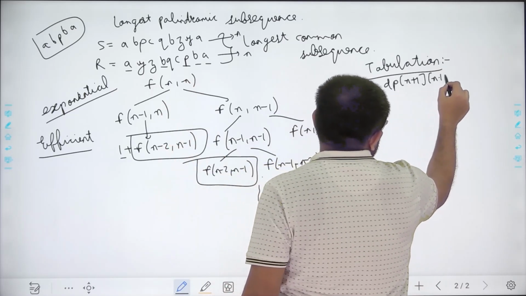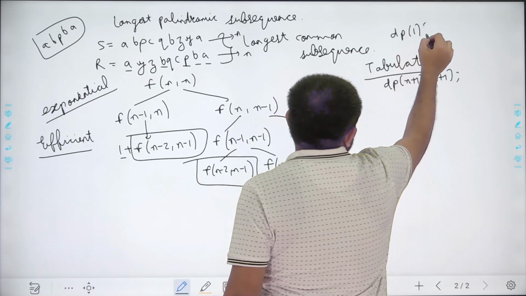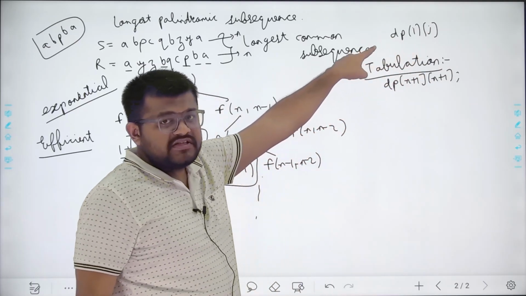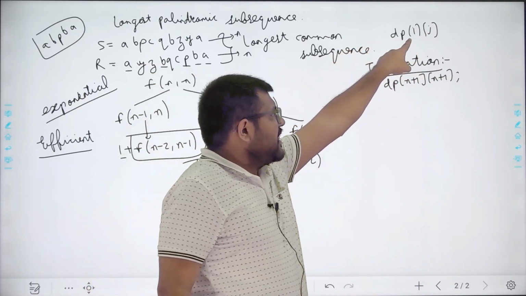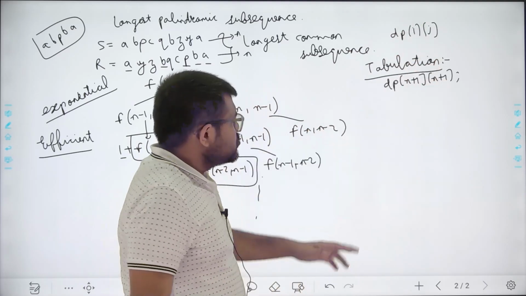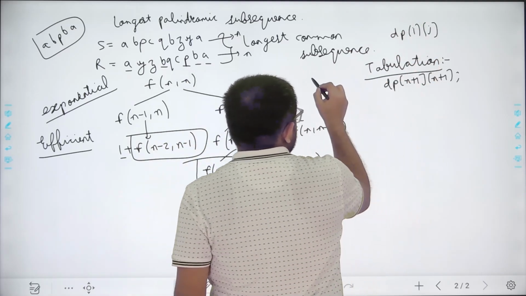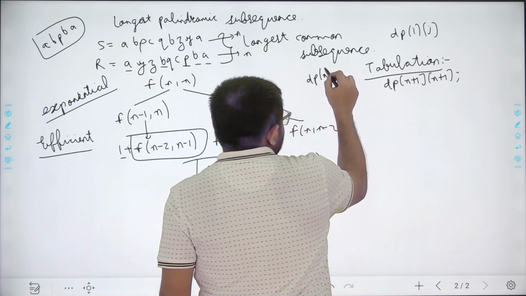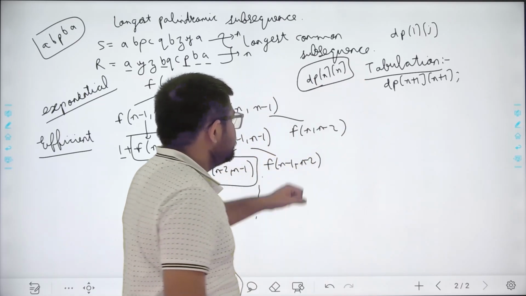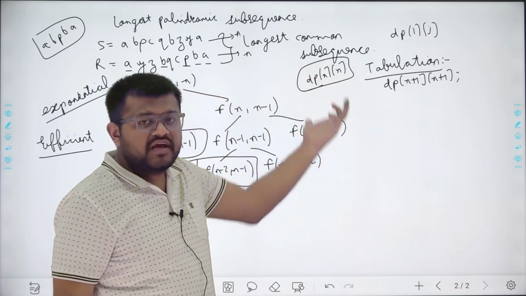So this will be my 2D array of dp, where dp of i, j will denote the length of the longest common subsequence between the first string and the second string, considering the first i characters of the first string and the first j characters of the second string. Now I want to fill this table. Finally, in dp of n, n, I would get the length of the longest common subsequence considering the first n characters of the first string and n characters of the second string, basically the complete strings.